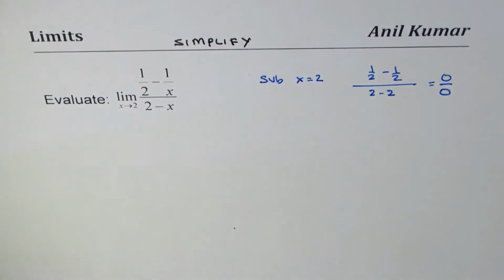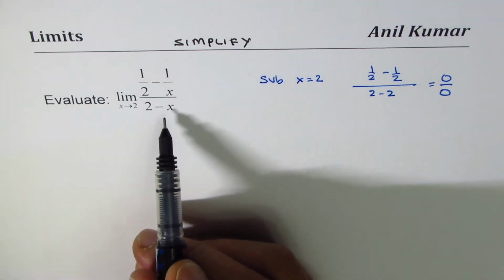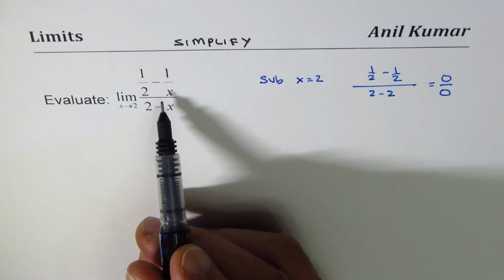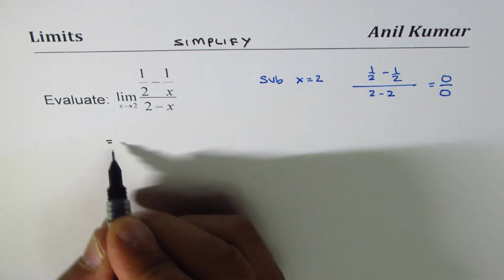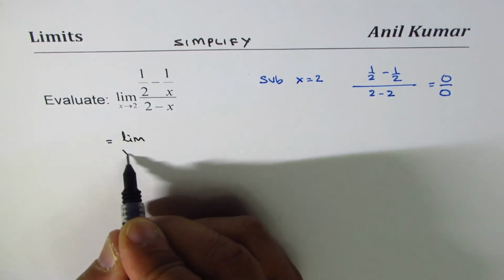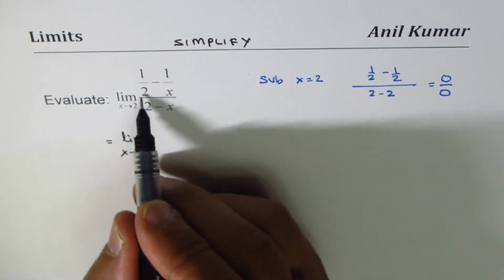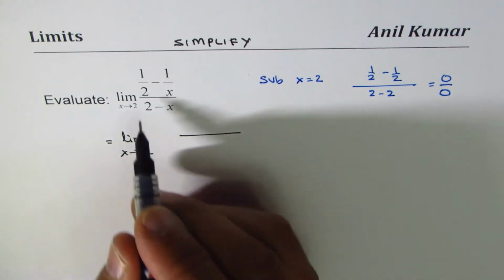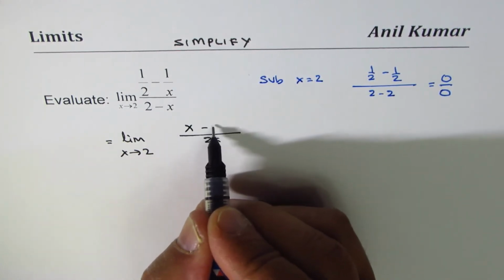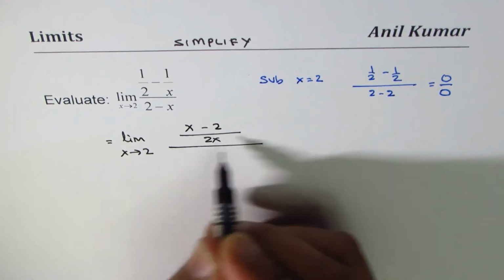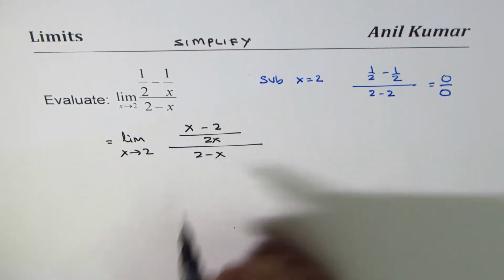Now sometimes to simplify we may adopt techniques like factoring, substitution, or rationalization. In such examples, this is actually just simplify. Let's see how. I'll rewrite this question as the limit as x approaches 2. In the numerator, let's take a common denominator, which is 2x. So we get x minus 2 in the numerator, and we have 2 minus x in the denominator.